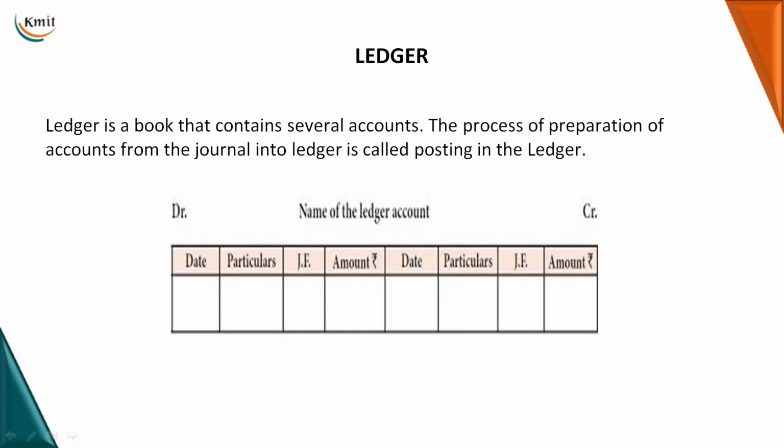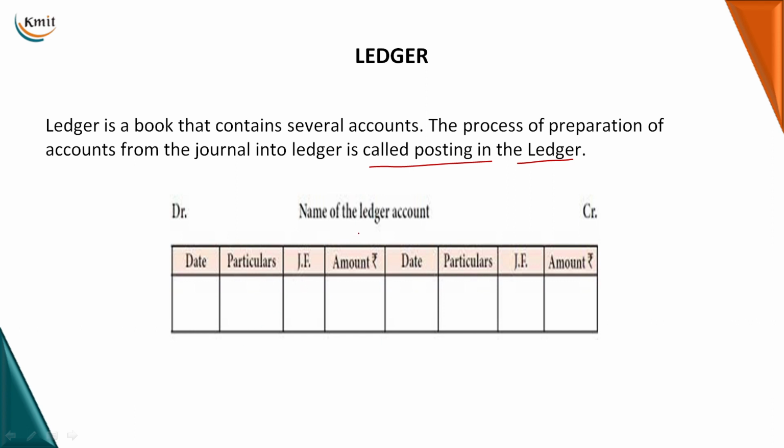A ledger is a book that contains several accounts. The process of preparing accounts from the journal to the ledger is called posting in the ledger. This is the format of a ledger account.